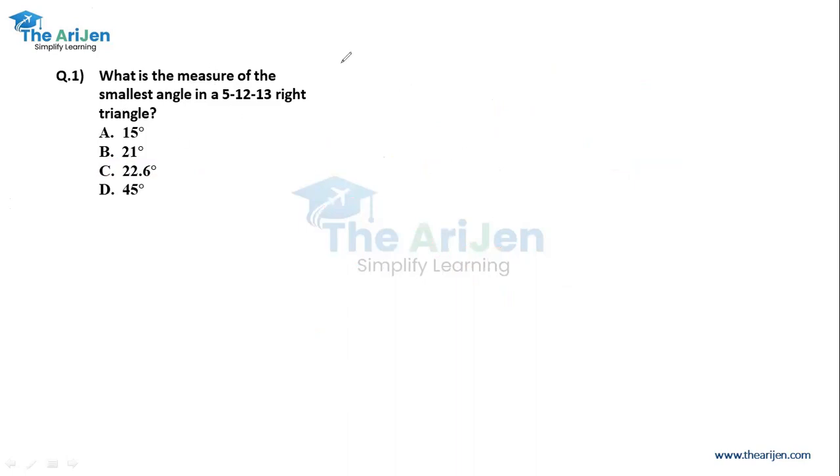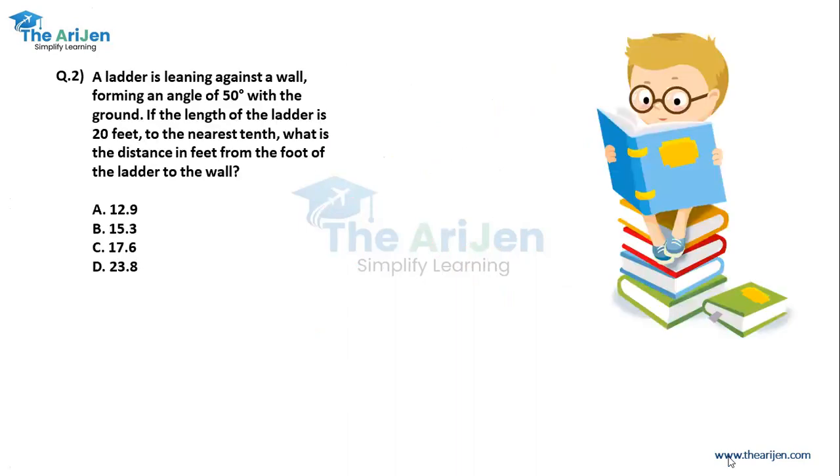So the next question here is this: a ladder is leaning against a wall, forming an angle of 50 degree. First of all, for that I am creating one right angle triangle, so you can look forward to it, which is 20, this 50, and this is X. Okay, so a ladder is leaning against the wall.